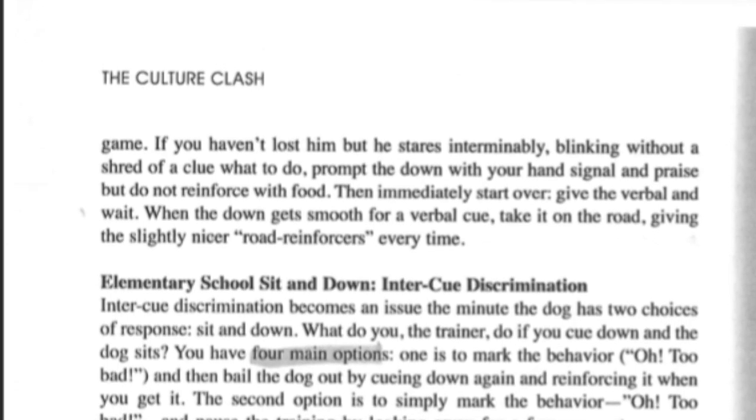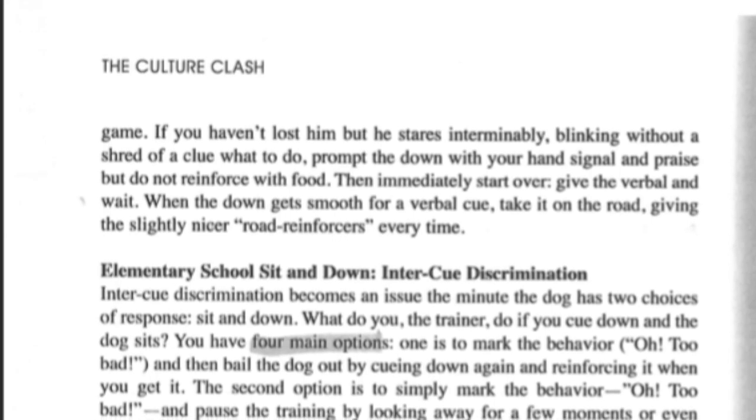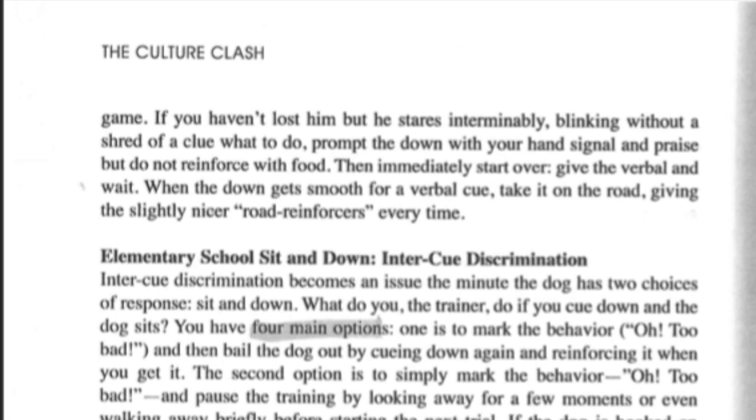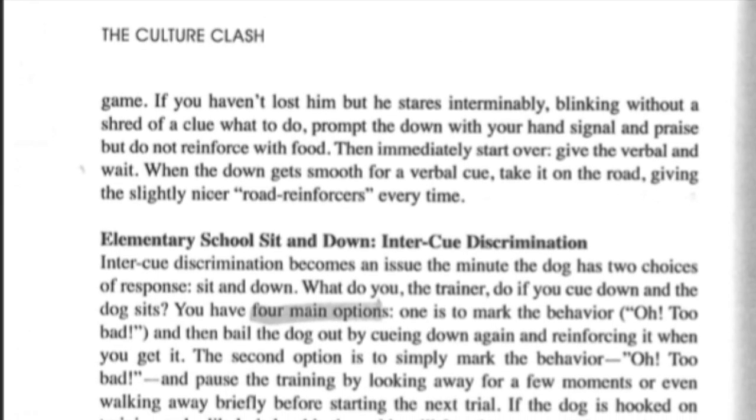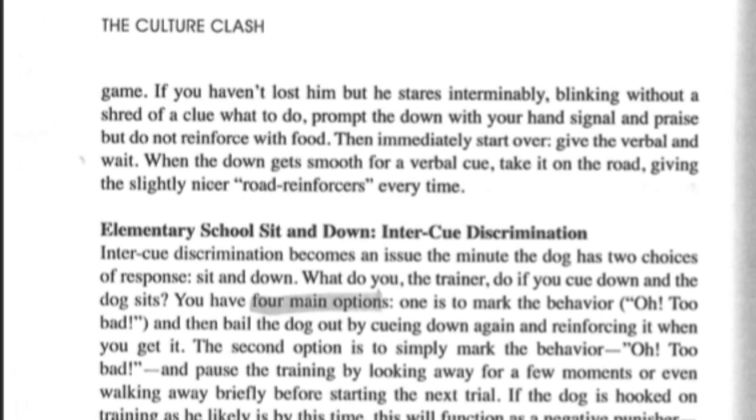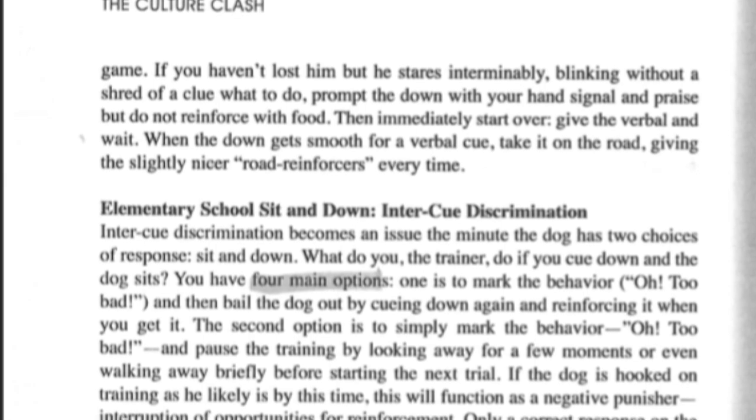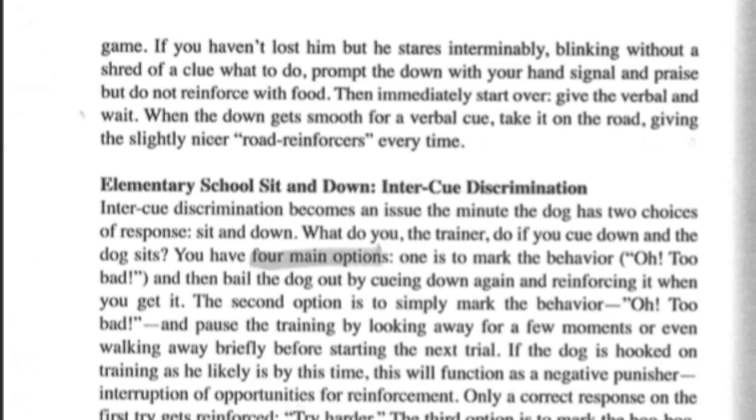When the down gets smooth for a verbal cue, take it on the road, giving the slightly nicer road reinforcers every time. Elementary school sit and down. Inter-cue discrimination. Inter-cue discrimination becomes an issue the minute the dog has 2 choices of response. Sit and down. What do you, the trainer, do if you cue down and the dog sits? You have 4 main options.